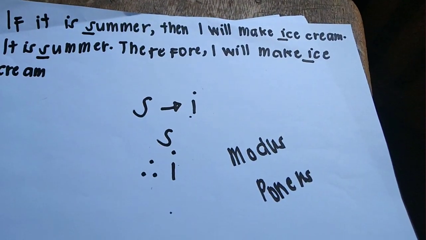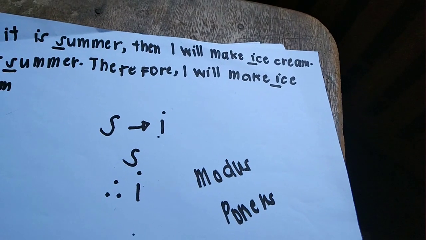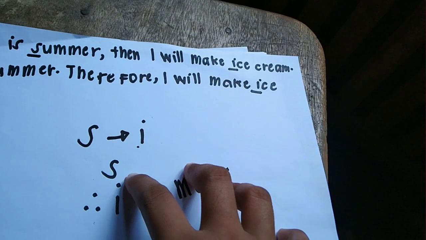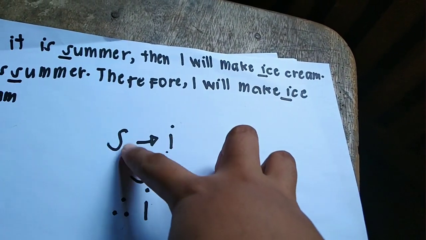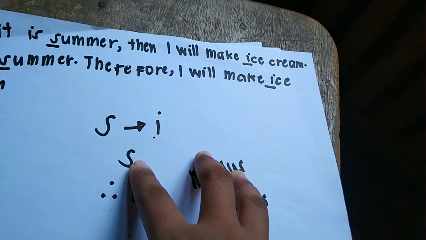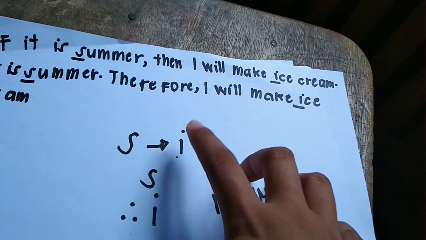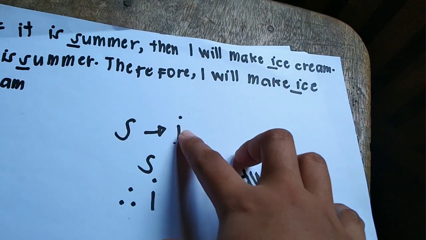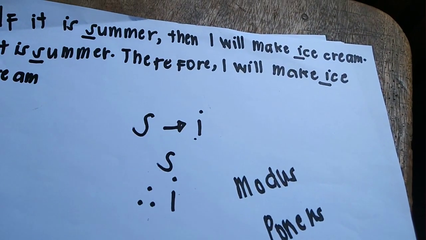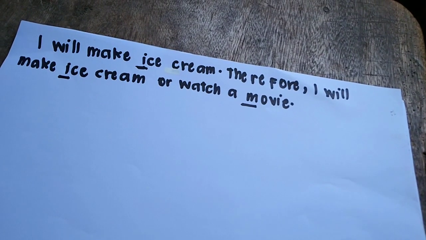So, paano nga ba naging modus ponens ito? So, if we have two premises at yung pangalawang premise natin is antecedent lang ng naunang premise. So, ito siya. And yung conclusion natin is I. Ito lang yung consequence ng unang premise natin. So, kaya kapag meron tayong form na ganito, ang rule na ginamit dito is modus ponens. So, let's proceed on our next example.